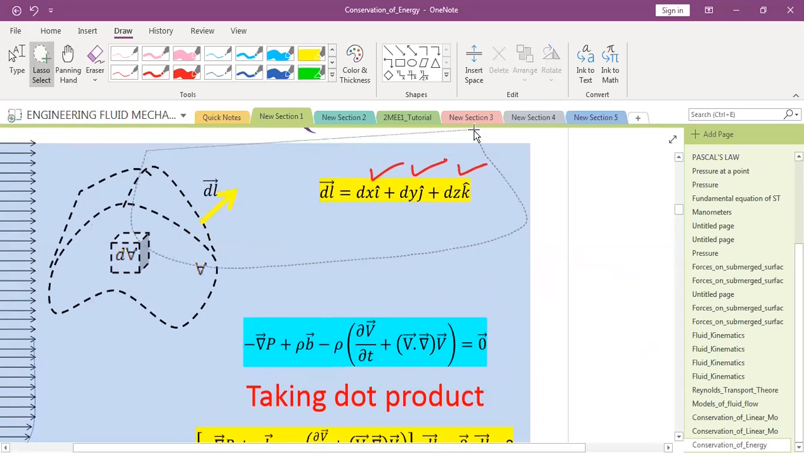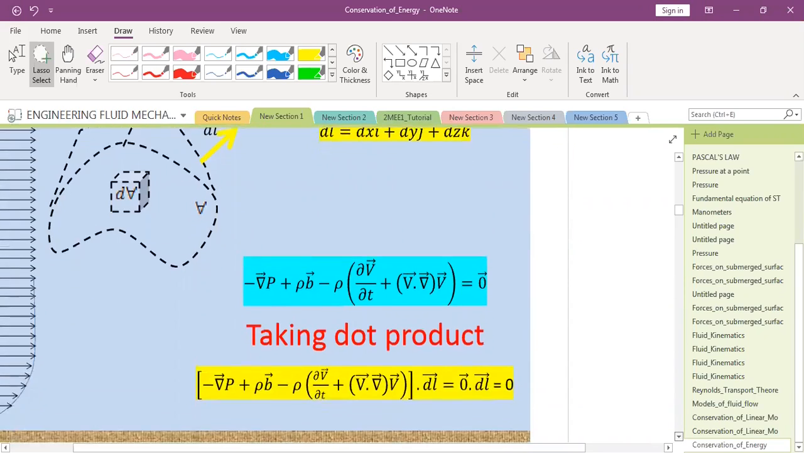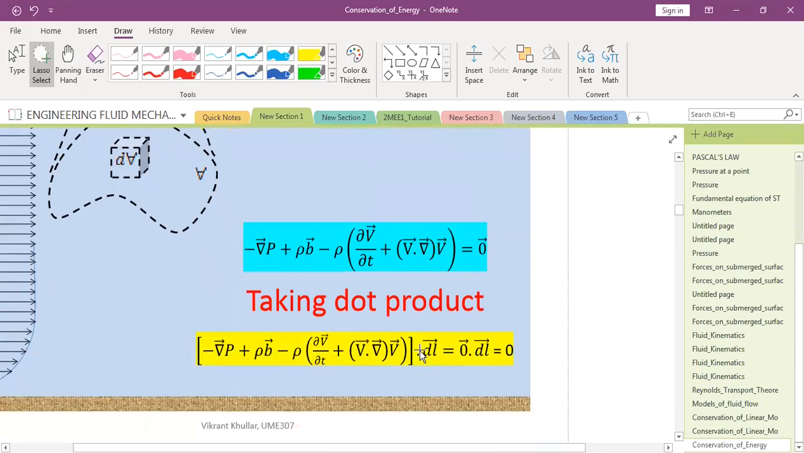So I am starting with the Euler equation. First step I have done is I have brought the terms on the right hand side to the left hand side, so that on the right hand side I am left with 0 vector. Now I am dotting it with dl. I am dotting with the dl vector.